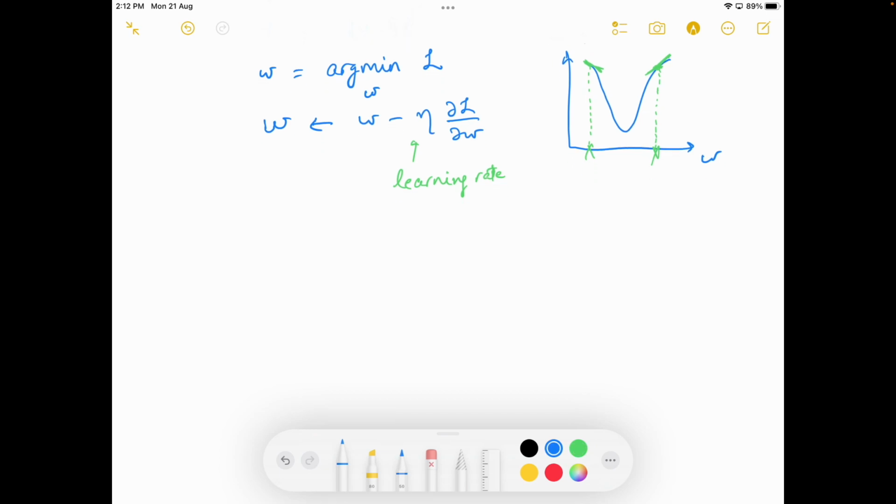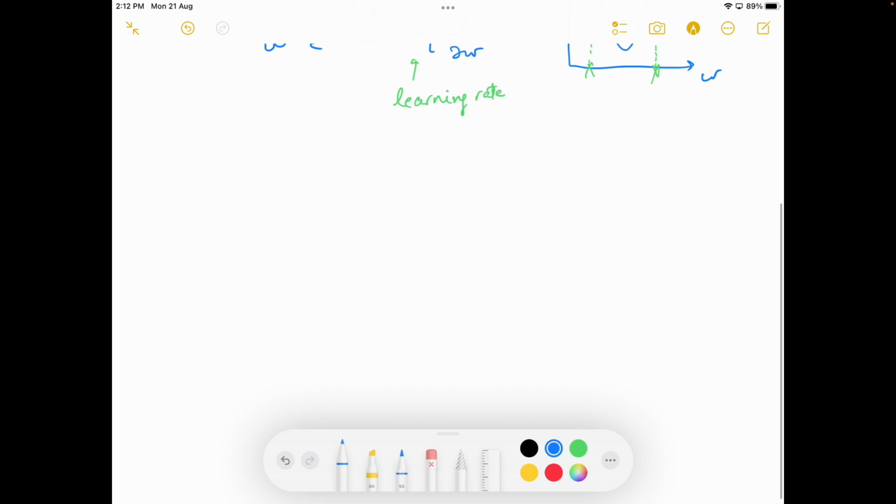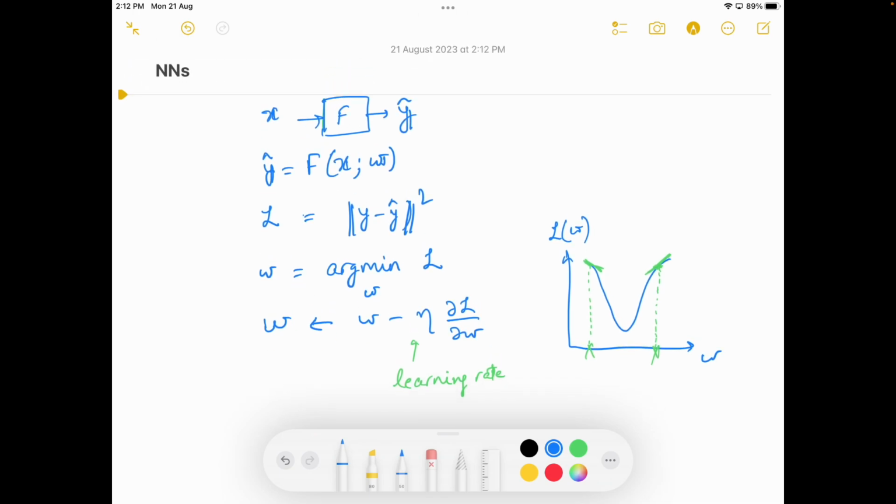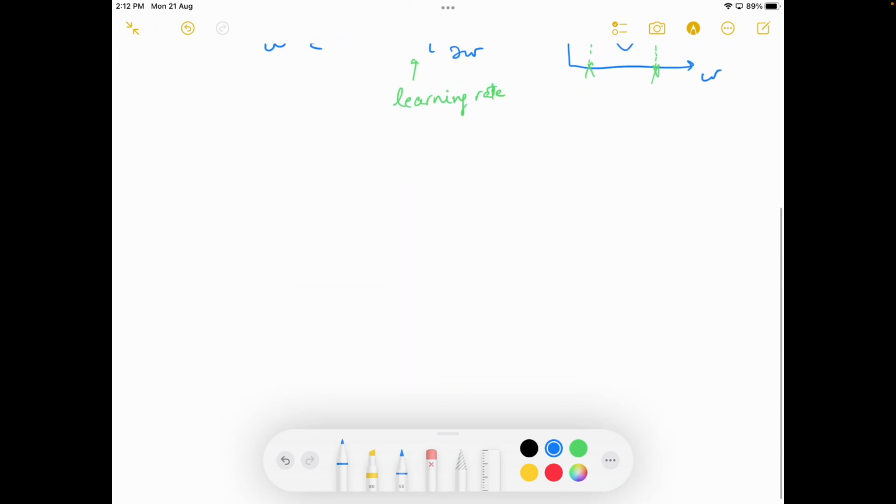Okay, this was the basic theory of machine learning. Now, neural networks are a class of parametric models, right? Just like we saw here, F is a parametric model. A neural network is just one form of F. What is this form? It's like this.